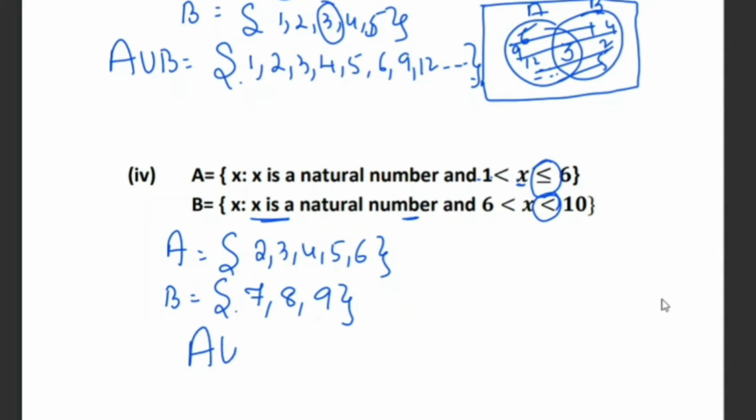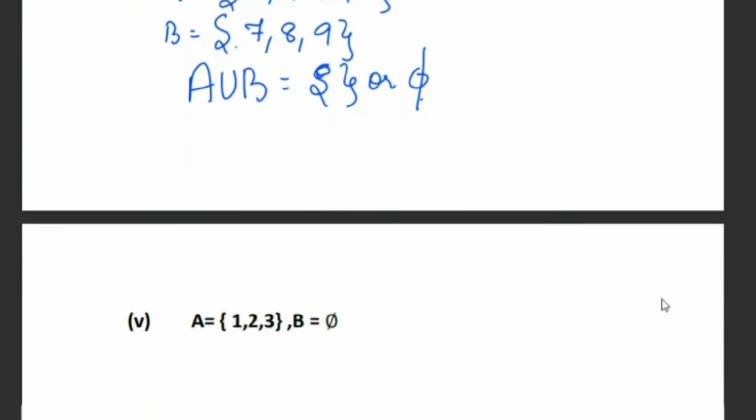What would be your A union B? What is common here, children? Empty set. We write it this way. Nothing is common. Done? Then here, A is given as 1, 2, 3. What would be your identity? Yes, A union B will be A only, isn't it? So that means your answer is 1, 2, 3. Null set.